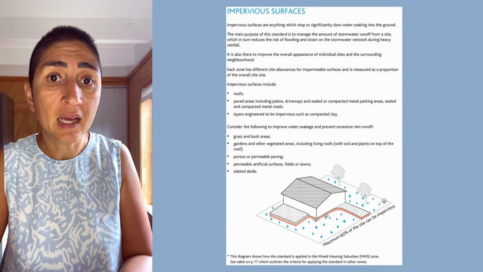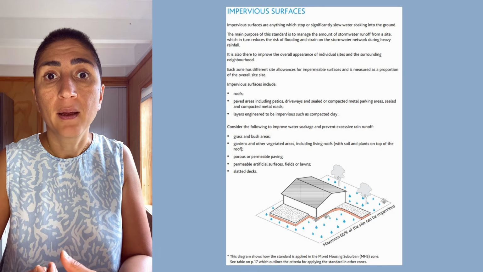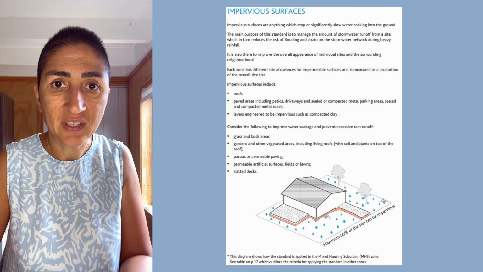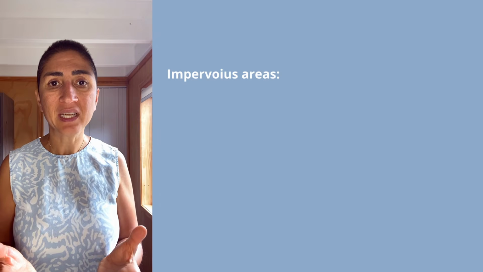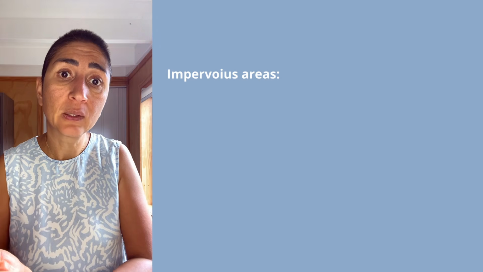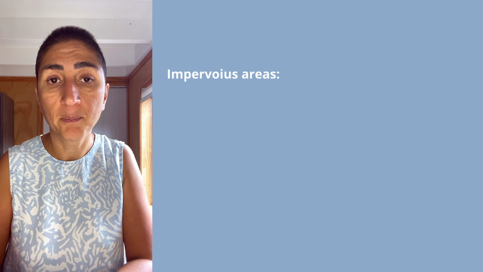Now let's look at the definition of permeable and impervious area. In basic terms, permeable surfaces allow water to penetrate and impermeable areas do not. A site will be made up of both of these surface types. For example, grass and planted areas will be permeable, and driveways and concrete pathways will be impervious. These are some examples of what would be included in the impervious area.